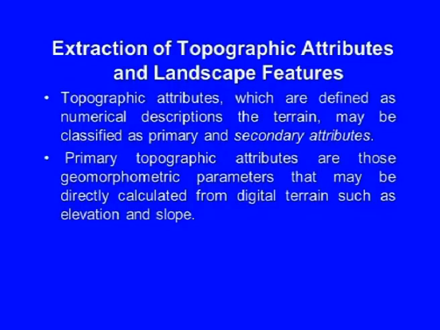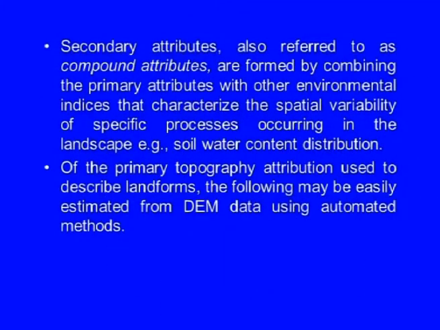The next aspect of DEM could be extraction of topographic attributes and landscape features. Topographic attributes, which are defined as numerical descriptions of the terrain, may be classified as primary or secondary attributes. Primary topographic attributes are those geomorphic parameters that may be directly calculated from digital terrain, such as elevation and slope.